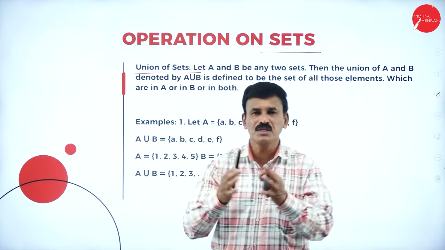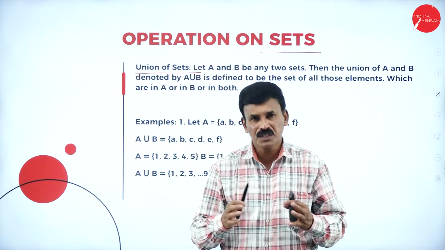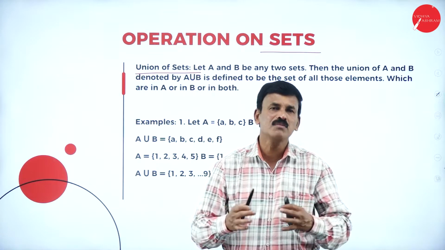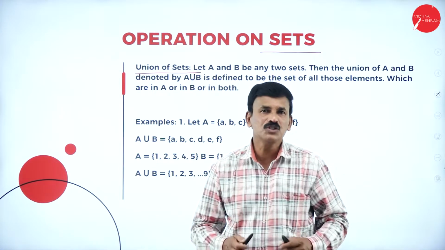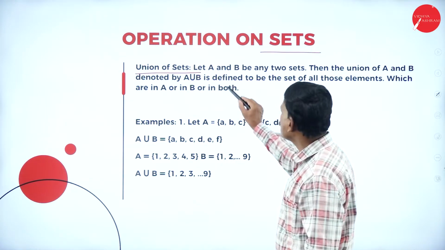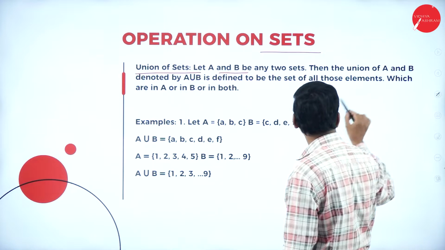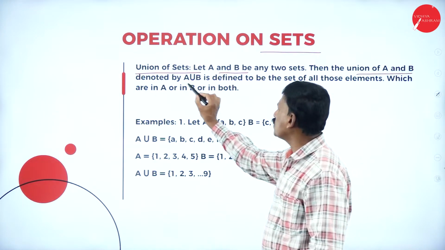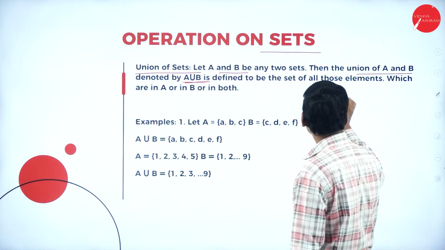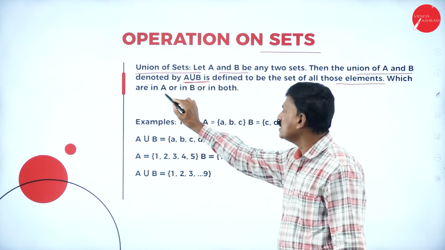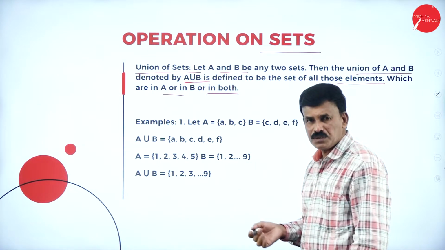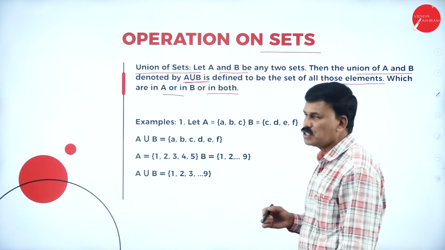Union is nothing but combination of all the elements. If there are 2 sets, 3 sets, the combination of all the elements in one set is called the union. Union means combining, clubbing all the elements. Let A and B be any 2 sets. Then the union of sets A and B is denoted as A union B, and is defined to be the set of all those elements which are in A or in B or in both.